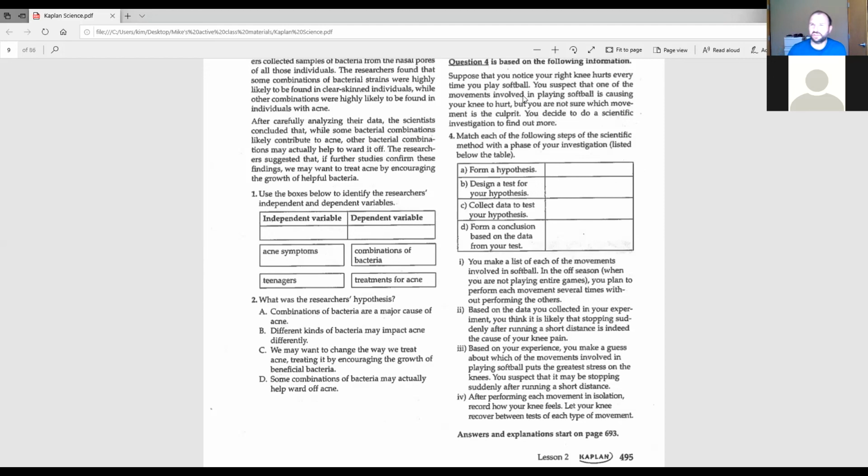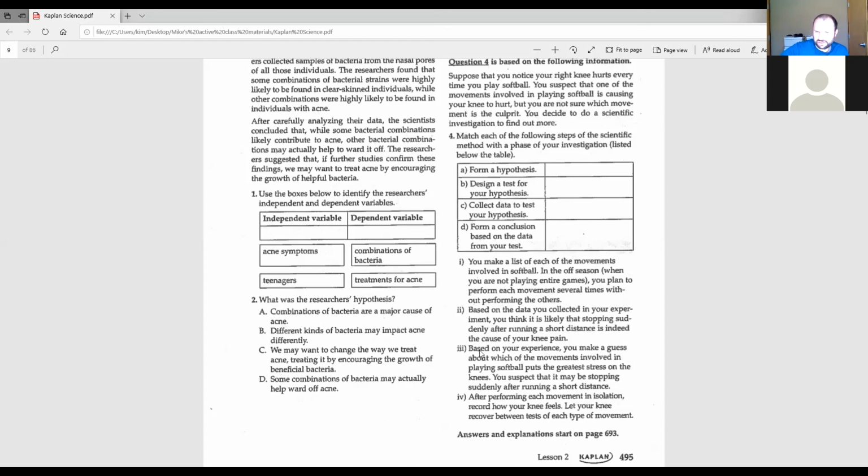Because we're kind of out of time, I'm just going to go through and do these in order. A, form a hypothesis. Our choices are down here. I'll read through them very quickly and we'll just plug them in. Our first choice is you make a list of each of the movements involved in softball. In the off season, you plan to perform each movement several times without performing the others. 2, based on the data you collected in your experiment, you think it is likely that stopping suddenly after running a short distance is indeed the cause of your knee pain.